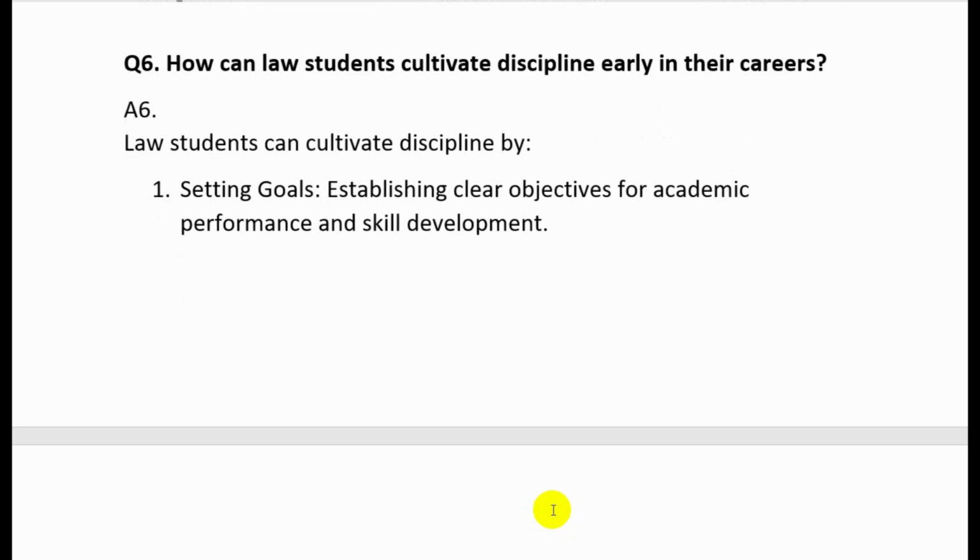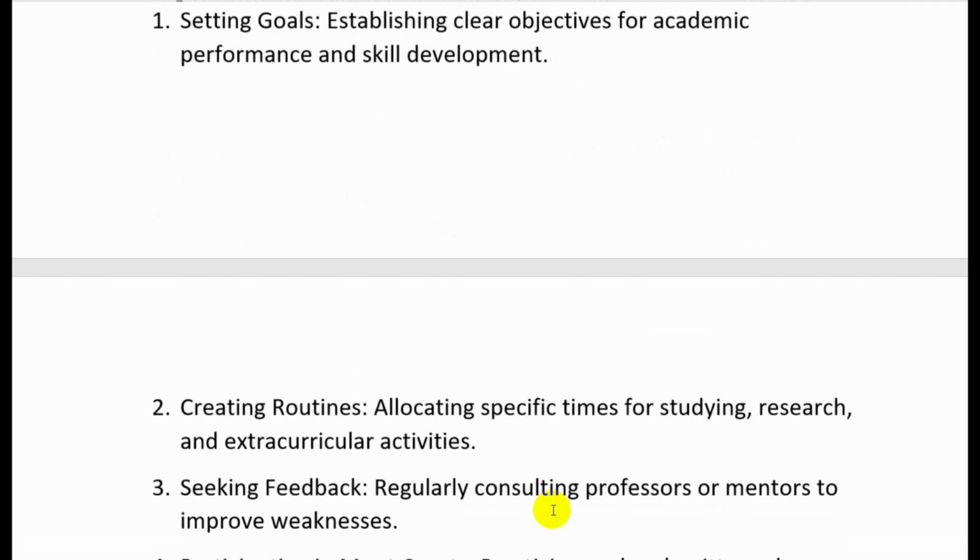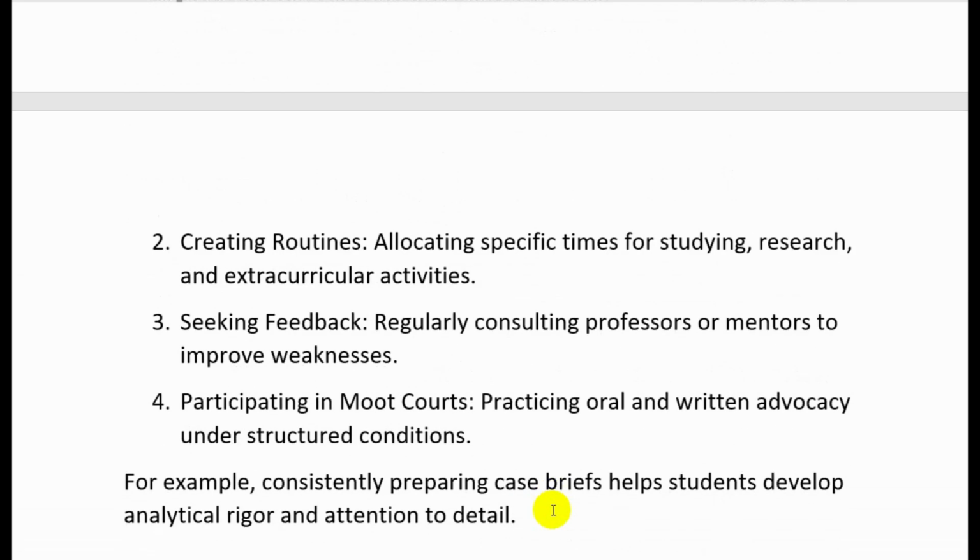How can law students cultivate discipline early in their career? Law students can cultivate discipline by setting goals, creating routines, seeking feedback, and participating in moot courts.